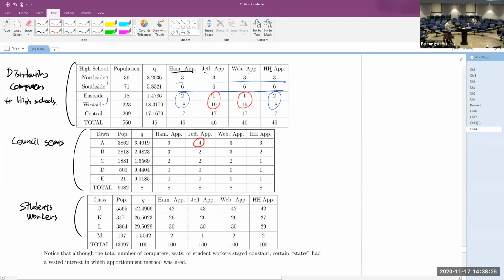And in the case of the towns, if you just compare those numbers, then for town A, the Jefferson method is the most profitable method for them, right? However, for town B, the Hamilton method and Webster's method are definitely much more preferable for them. And for town C, they definitely hate the Hill-Huntington method because it gives them only one seat. But towns D and E definitely want the Hill-Huntington method instead of the Hamilton or Jefferson method, right?